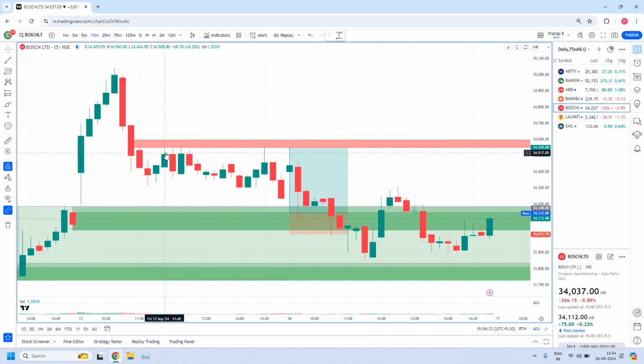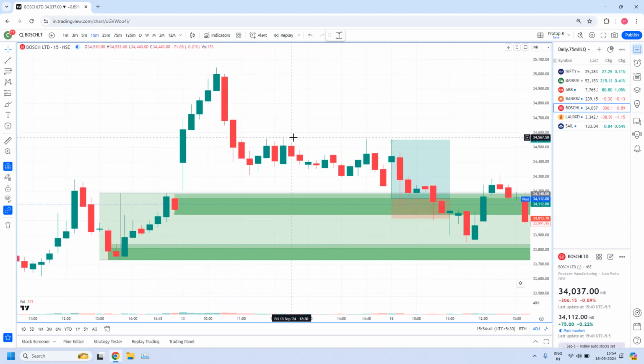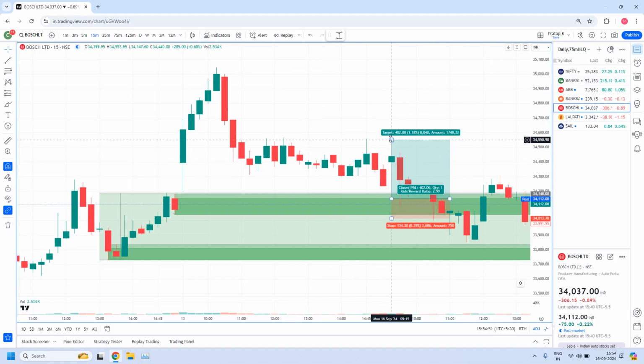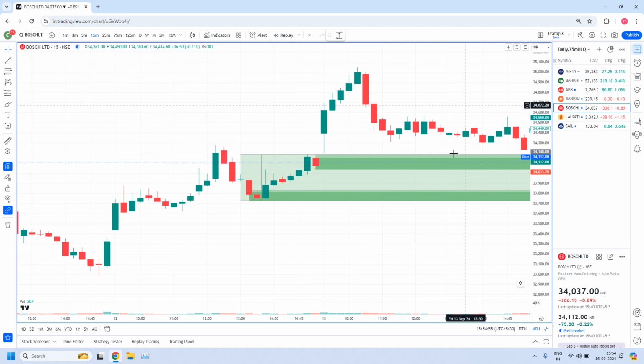See here, a lot of rejections from this area. First let me delete this, you will understand why I want to keep a target in this area. The reason is rejections. Prices are going and getting rejected, going and rejected, going and rejected, again going and rejected. Of course today this was our target, but before today, this was the price action.